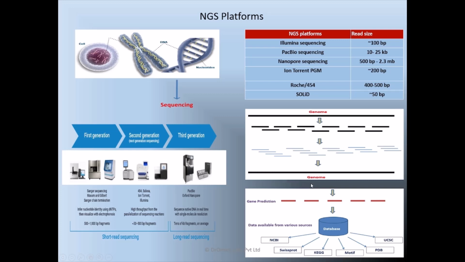The next step is to predict the genes from that genome. For gene prediction, there are different tools available, such as Prokka, Prodigal, Augustus, EuGene, GeneID. Once we get this gene information, we can submit it to different databases such as NCBI, SwissProt, KEGG, Motif, PDB, UniProt. You can check out others also.